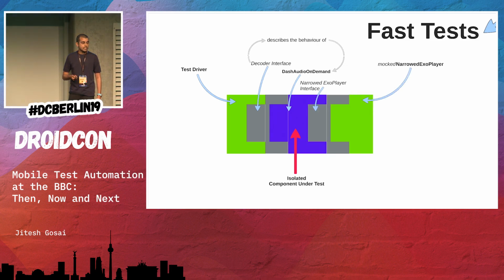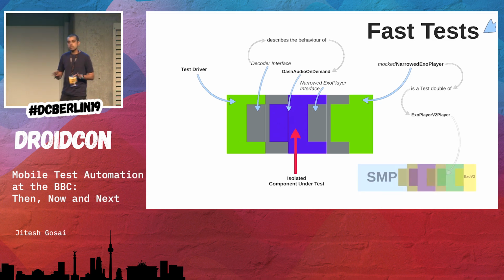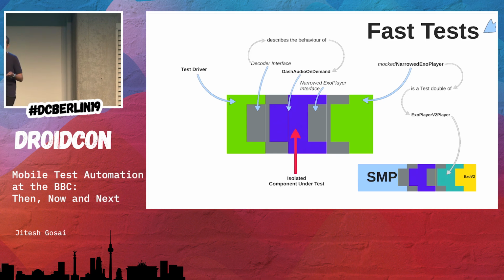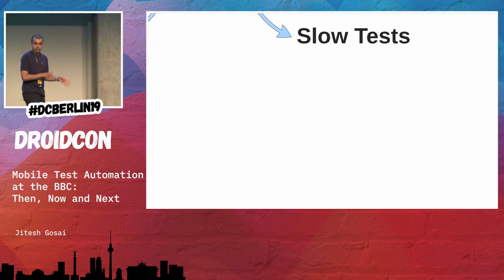This way, we completely separated our SMP's reliance on ExoPlayer. It had no idea. All it knows is if it requests this dash audio on demand decoder, it's going to get some sort of decoder that's going to play media. It doesn't know how it does it. We also implemented this narrowed ExoPlayer interface because we wanted to limit the amount of functionality ExoPlayer would give us. ExoPlayer has a lot more functionality than we needed. All we wanted, remember, was audio on demand and a couple of playback controls. It had to match the features we were already shipping with the old ExoPlayer.